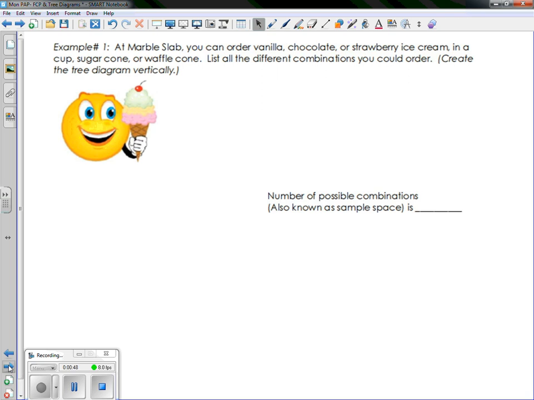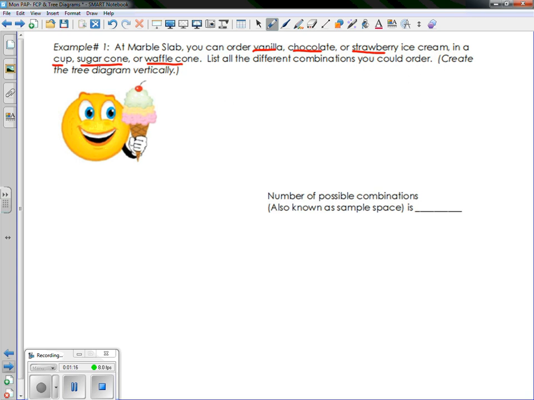All right, example one. At Marble Slab, you can order vanilla, chocolate, or strawberry ice cream. So there's three flavors of ice cream that I can order. I can order them in a cup, a sugar cone, or a waffle cone. I want to list all the different combinations you could order. So we want to create a tree diagram vertically.